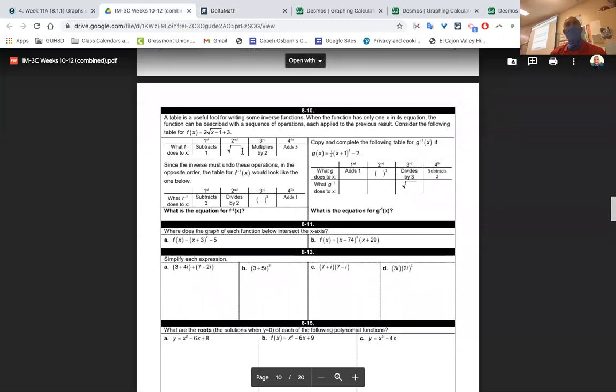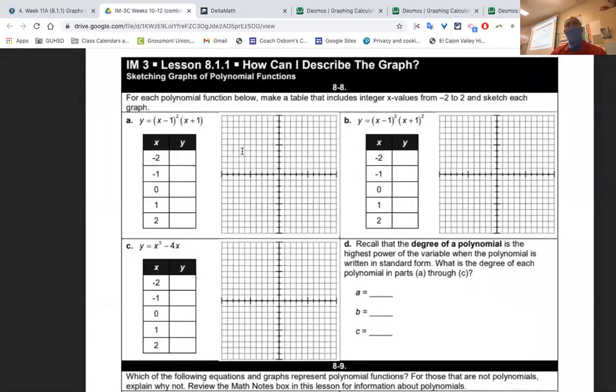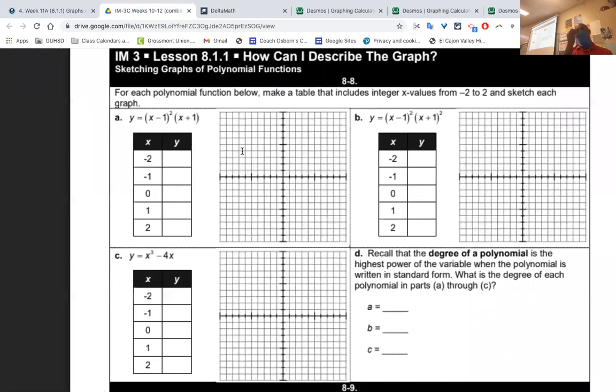Now for the worksheet, what you're doing for part 1. For part 1, we're dealing with those same types of graphs, but we're making a table to graph it. Now remember, these are sketches, so it doesn't have to be perfect. What they want you to do is create the table first, and then you can see they already give you the x values. So your job is to plug in those x values and find the y.